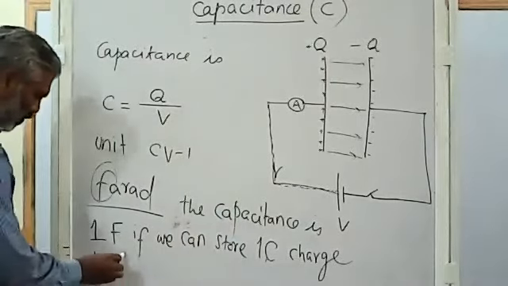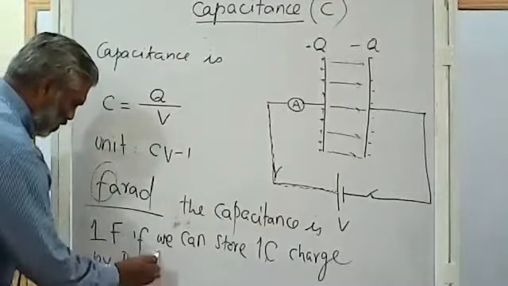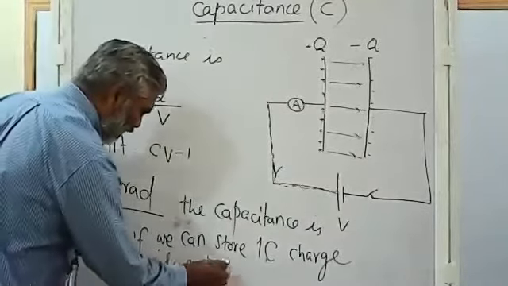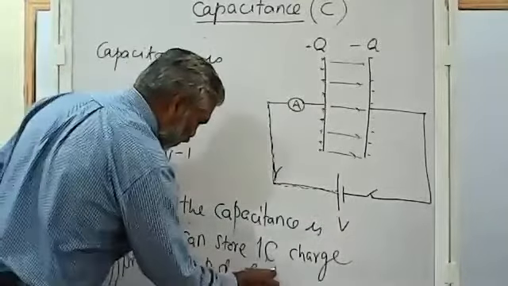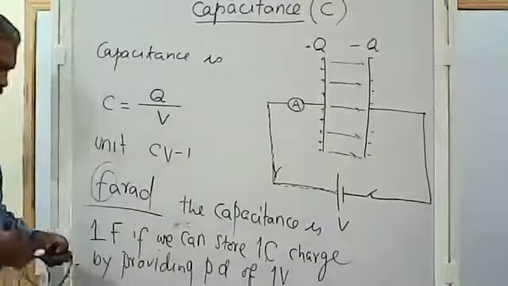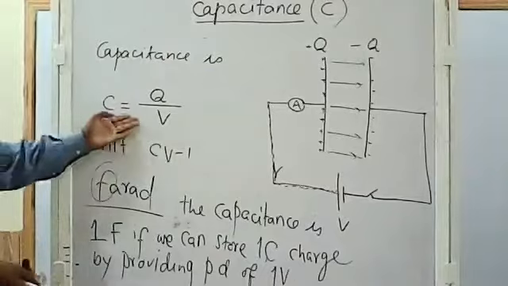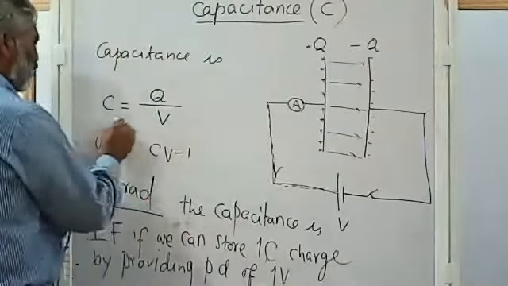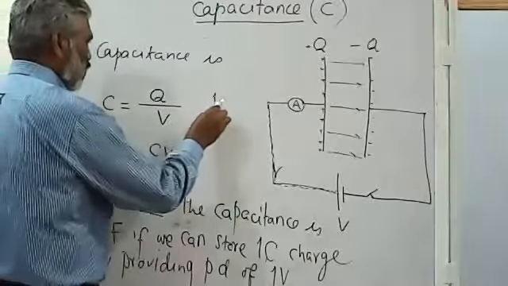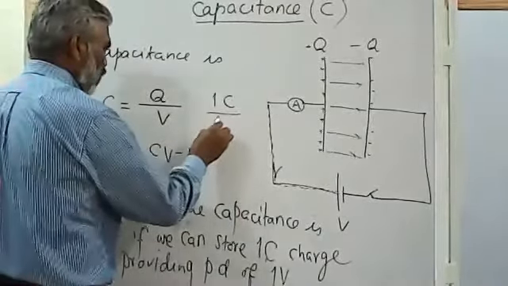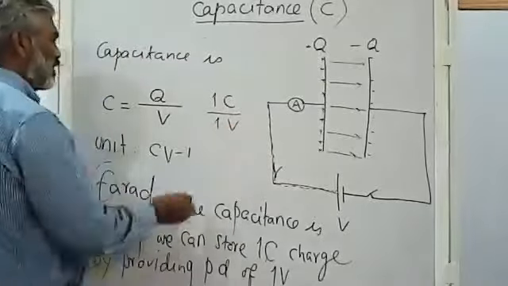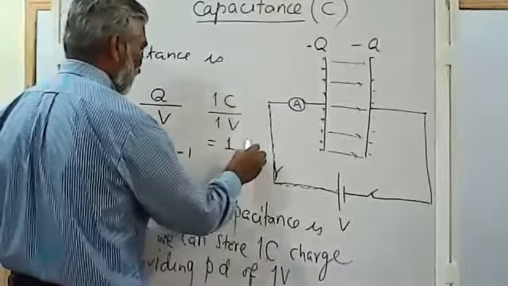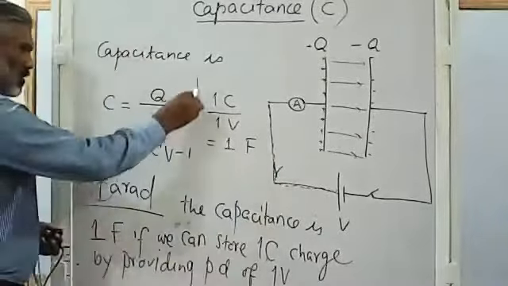By providing a potential difference of 1 volt. So this equation clearly tells us the relationship. This is 1 coulomb exactly. This is 1 volt potential difference. And this is exactly 1 farad of capacitance.